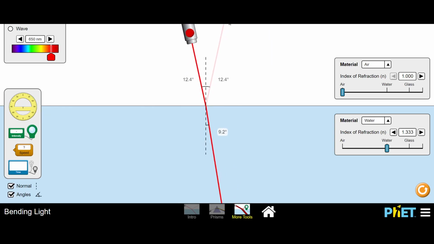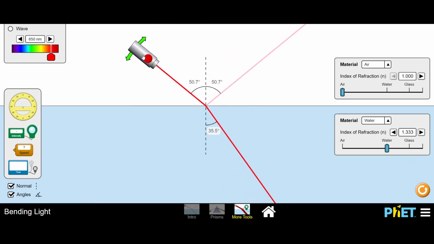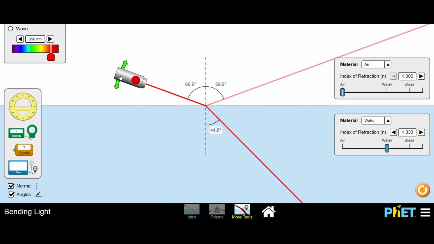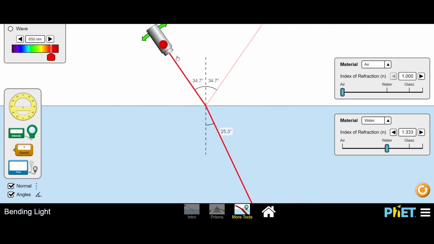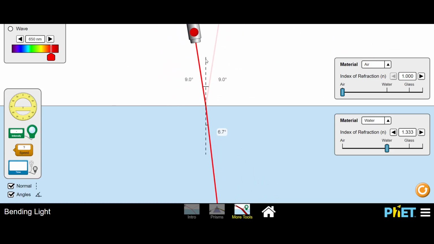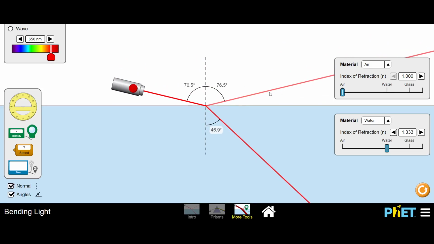What you may notice about this reflected ray is that it's pretty dim compared to the other two. Now, as I increase the incident angle, at a particular point, the reflected ray gets a lot more intense. It's no longer as dim as it was before. What this represents is that more light is being reflected. So here, not so much light is being reflected as compared to here, where a little bit more of the light's being reflected.